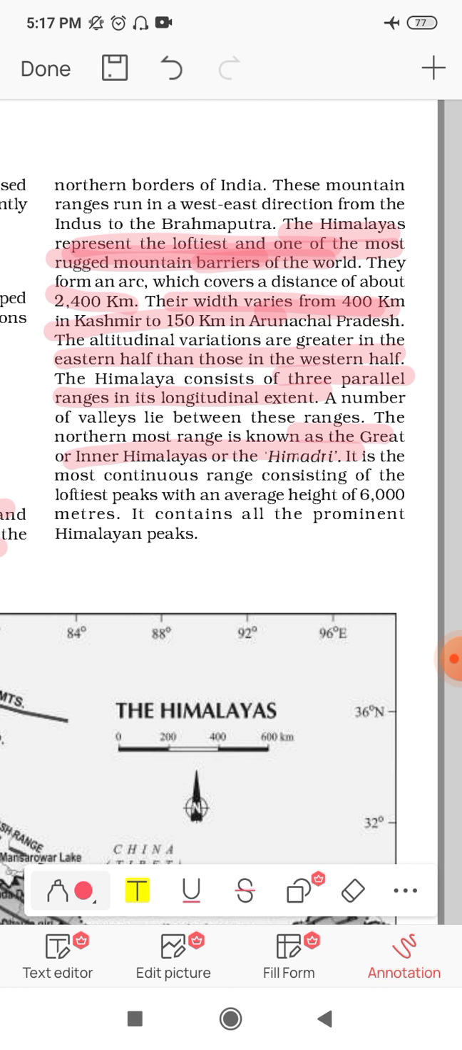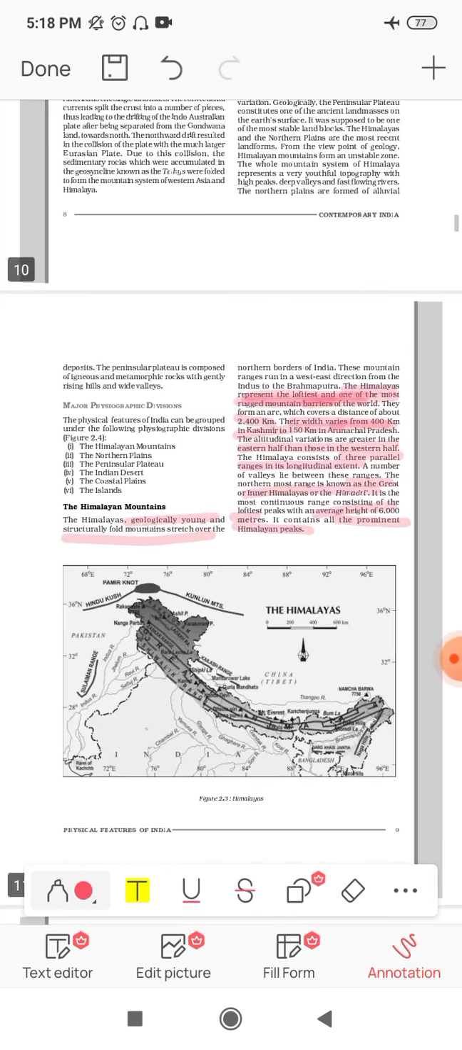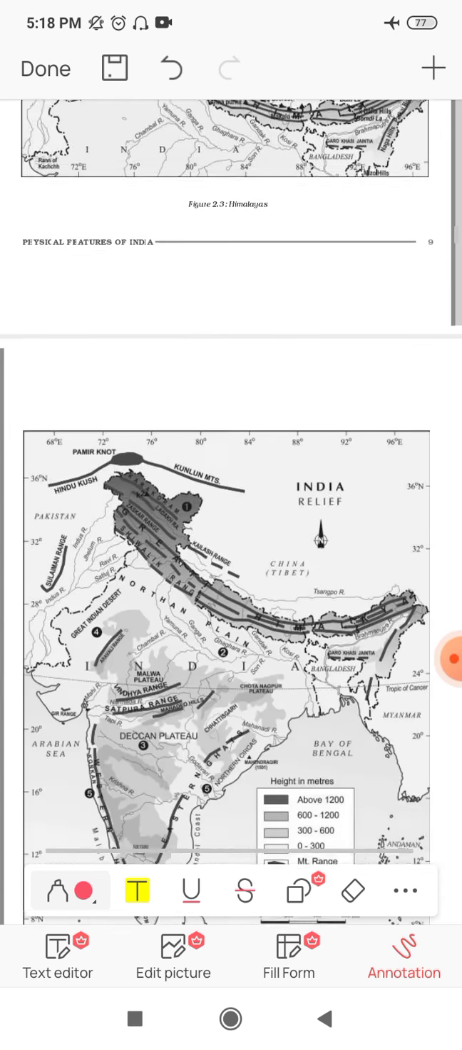So in this Great Himalaya range or Himadri Himalaya range, we have the world's highest peak points. The average height of this area is around 6,000 meters, and it consists of all the prominent Himalayan peaks. The average height starts from 6,000 meters and goes on and on, and in this range only we will get the prominent peak points of Himalaya.